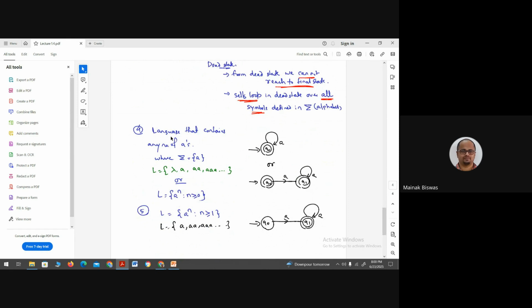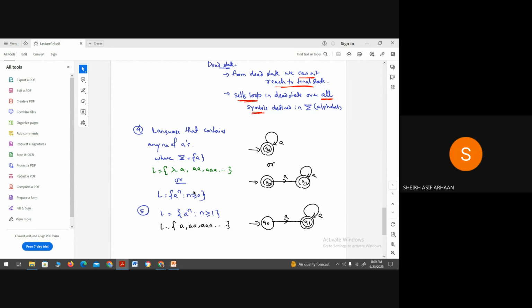Now, a language that contains any number of a's, and any number of means zero is also allowed. So L is equal to a star, including lambda, the empty string. In this case, this is our DFA. Are you understanding, everyone? You have to tell me when you are not understanding. Yes. Everyone understood, right?